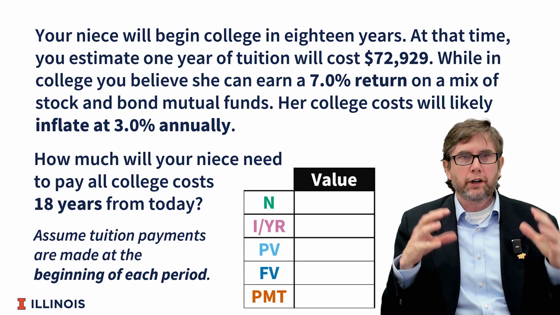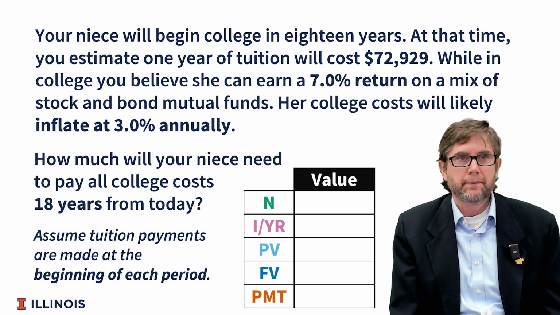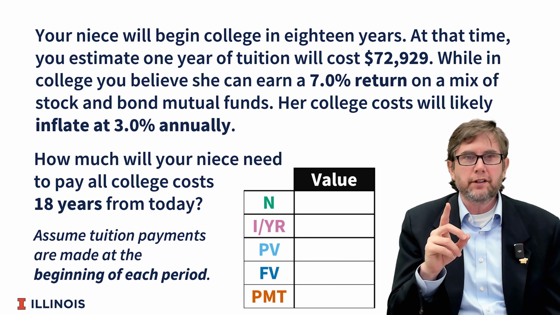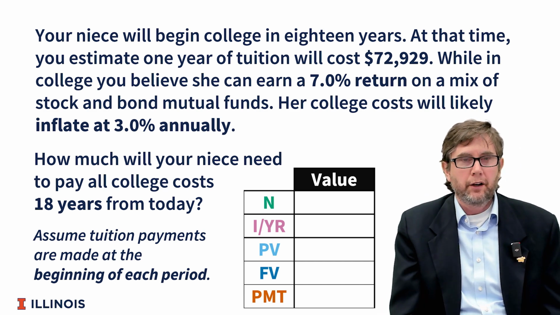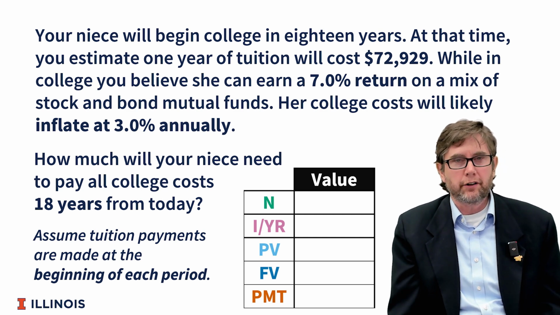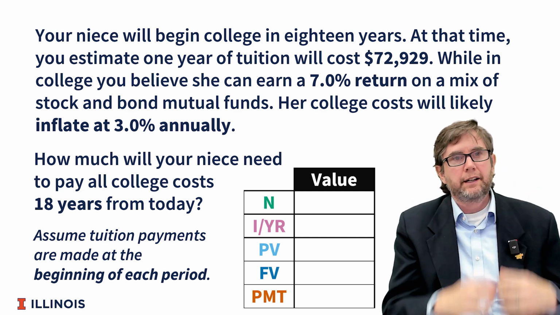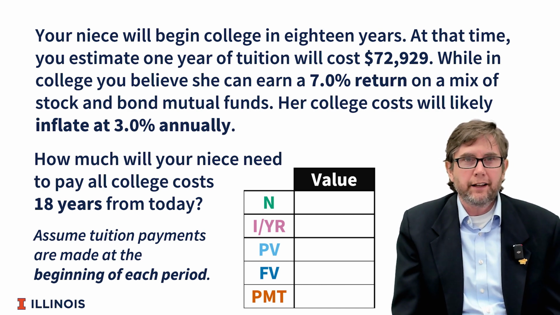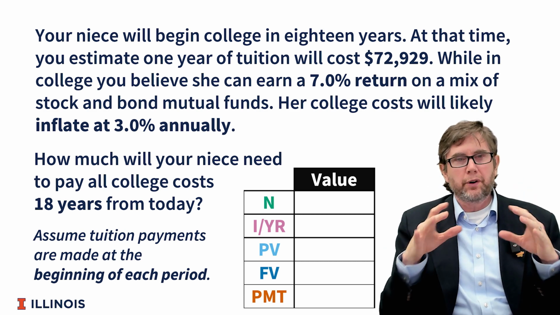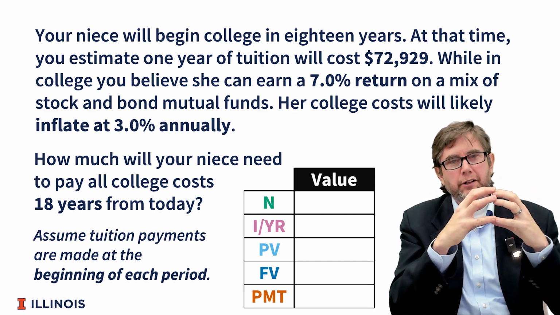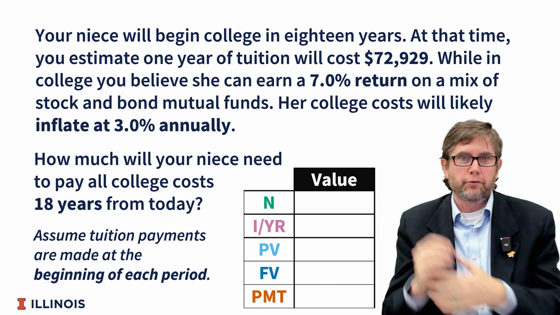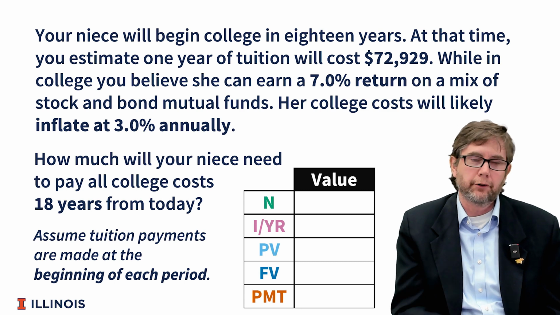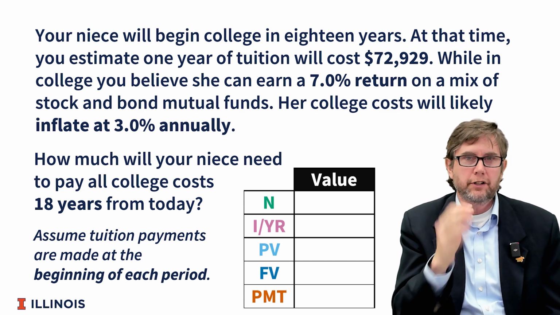We know what college will cost in 18 years, so let's start filling in gaps. Your niece will begin college in 18 years. At that time, you estimate 1 year of tuition at $72,929. While in college, you believe that she can earn 7% on stocks and bonds, and her college costs will inflate around 3%. How much will your niece need to pay all college costs 18 years from today? What is that lump sum that your niece will need 18 years from today so they can spin off those 4 payments? Assume tuition and payments are due at the beginning of each year. Well, Illinois wants to get paid today, right? So the beginning of each year.